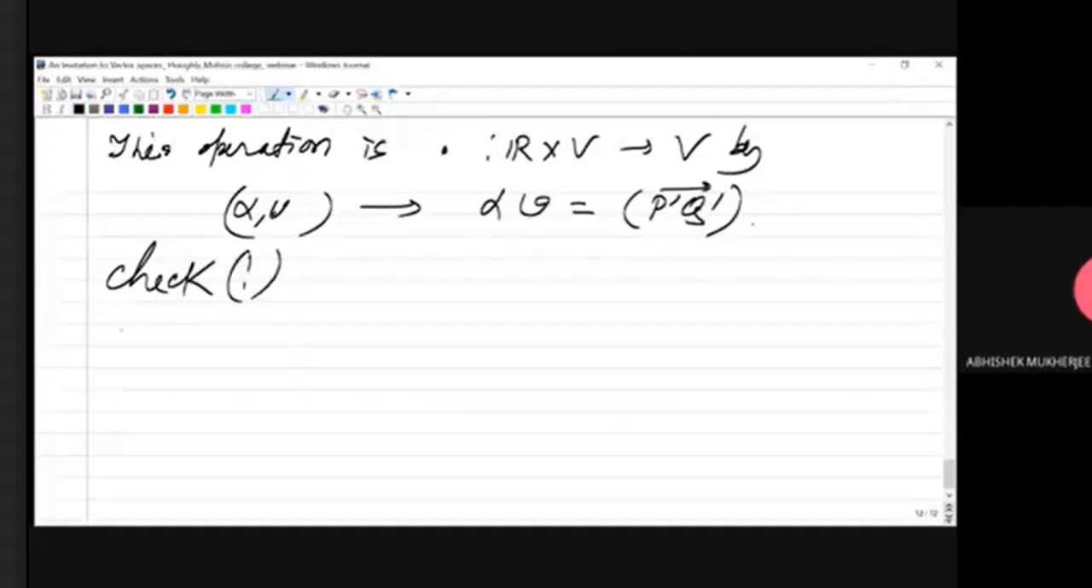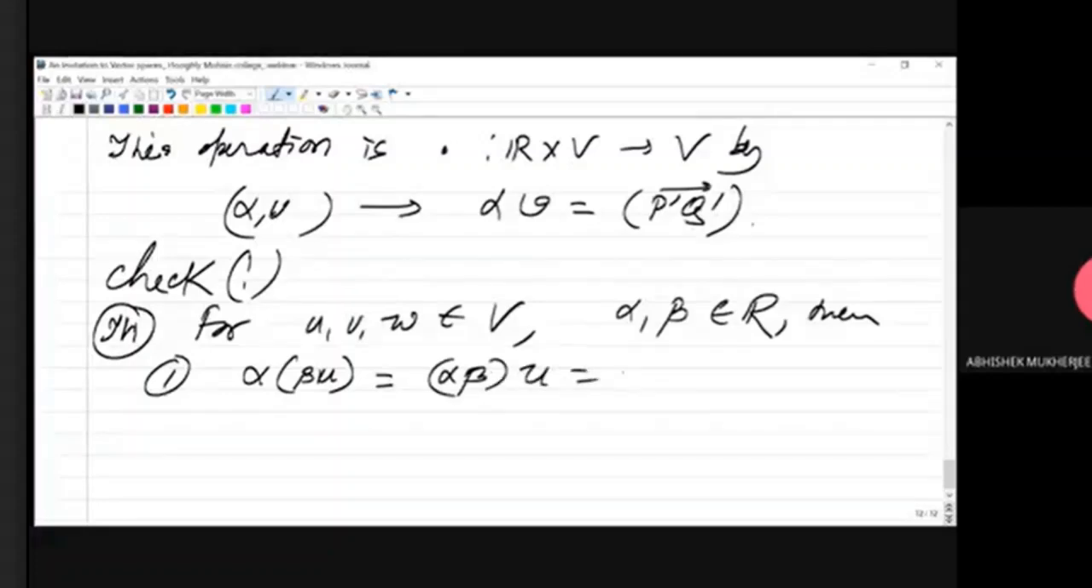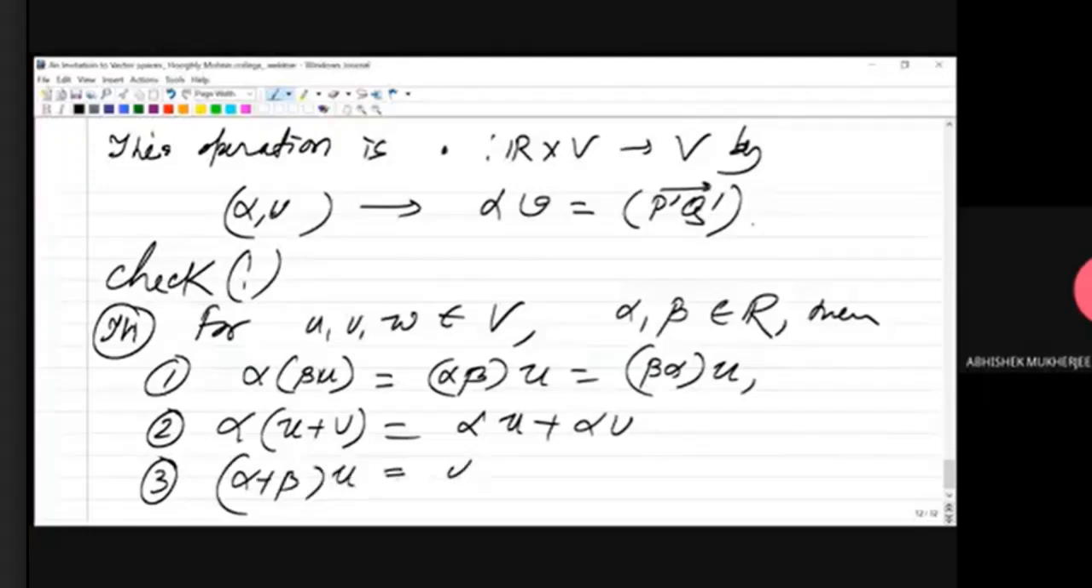Check on your own the theorem: for any three vectors u, v, w in V, and for any two scalars alpha and beta, I am just naming the members of R as scalars, then number one is alpha beta u, which is going to be this or this one, since R is commutative. Number 2 is alpha times u plus v is actually alpha u plus alpha v, right? And number 3 is alpha plus beta times u is alpha u plus beta u.